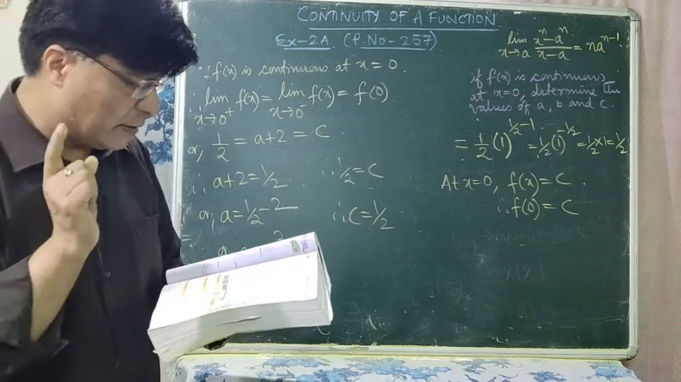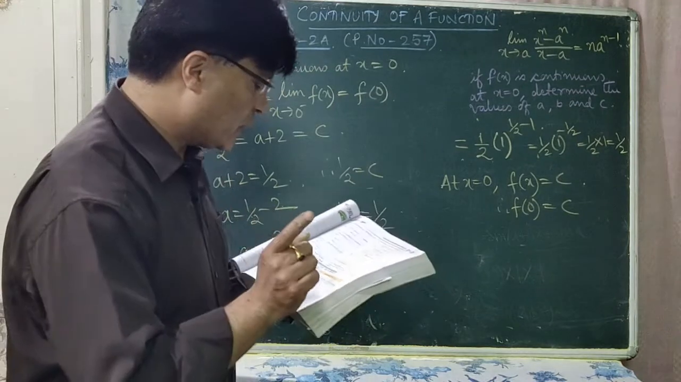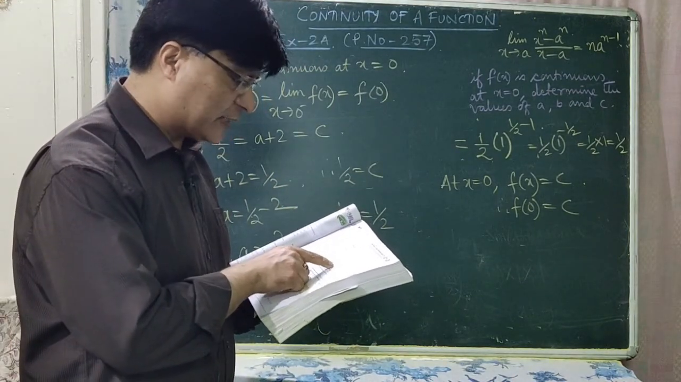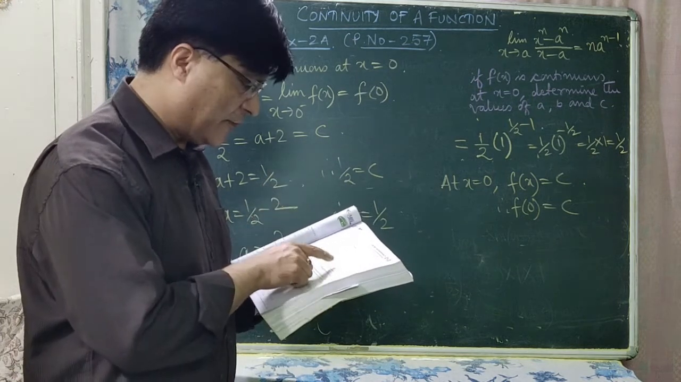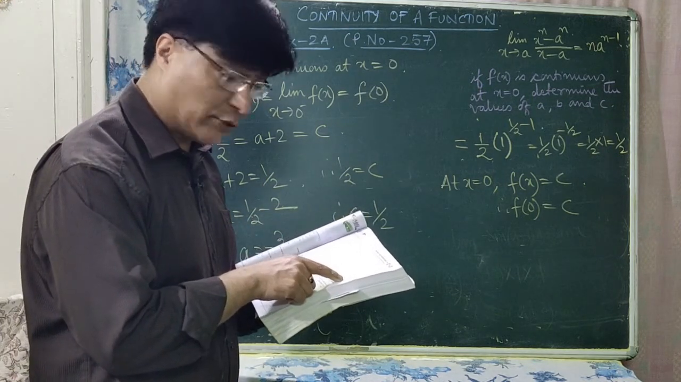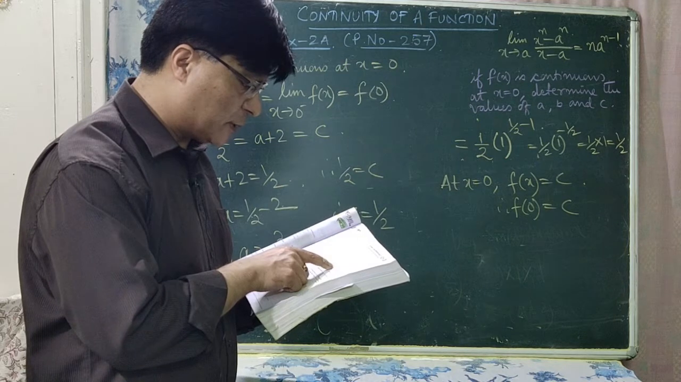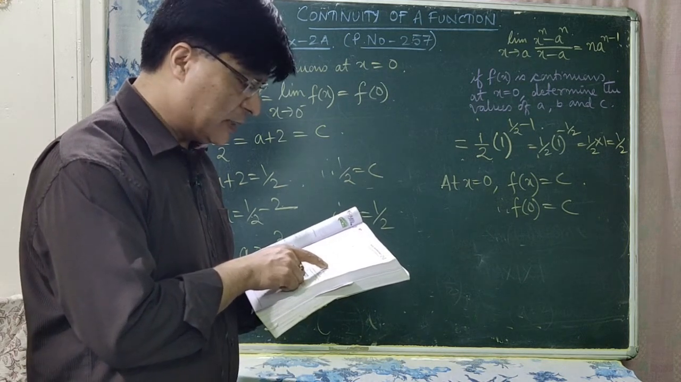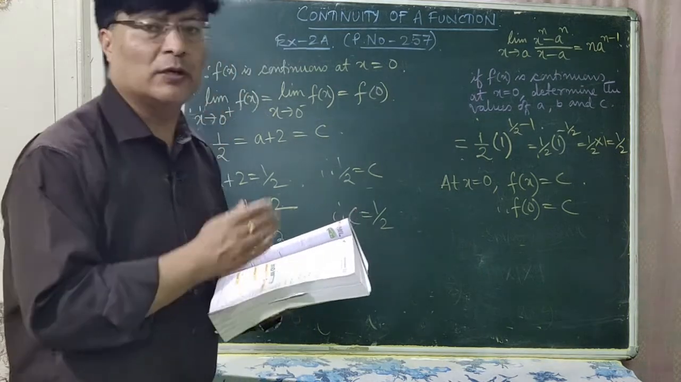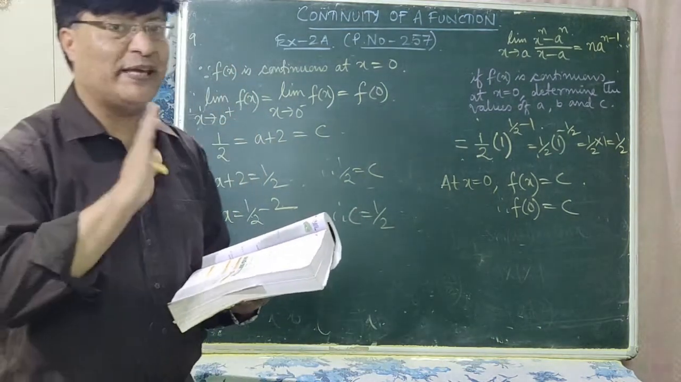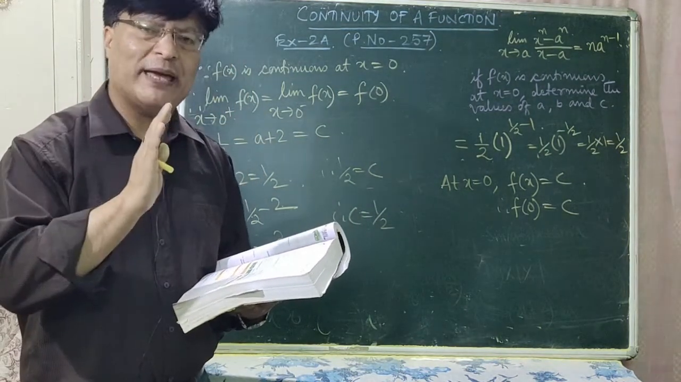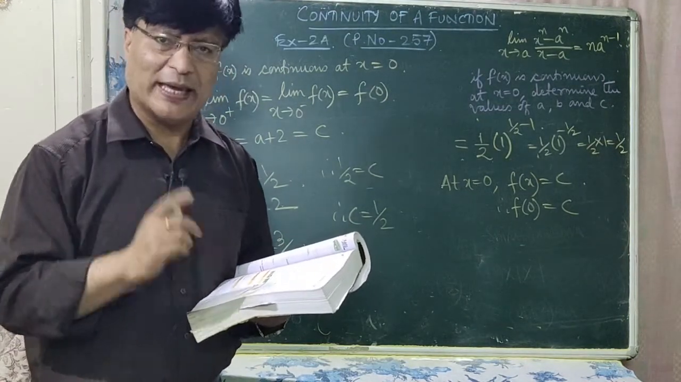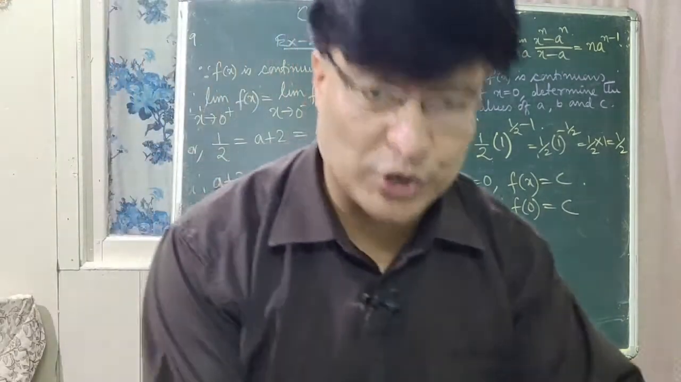B may be any real values except, so in the question it is given that when x greater than 0, f of x is equal to (x plus bx square) whole to the power half minus x to the power half, divided by, in the denominator, bx to the power 3 by 2. B is in the denominator, so b cannot be equal to 0, but b may have any real values, except b is equal to 0.